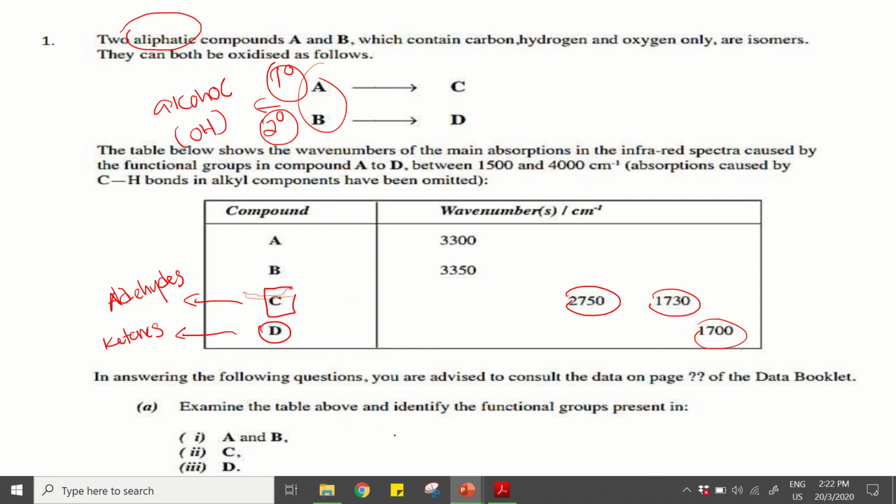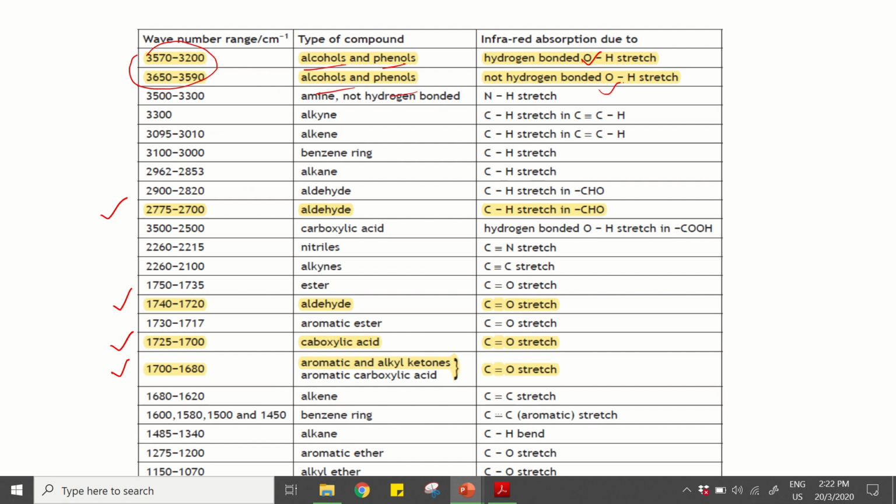Examine the table above and identify the functional group present. So A and B, your answer here should be just alcohol, OH group. C should be CHO, aldehyde. D should be C double bond O, or you just put ketone. Okay, so that's the answer for part A. All right, let's move on.